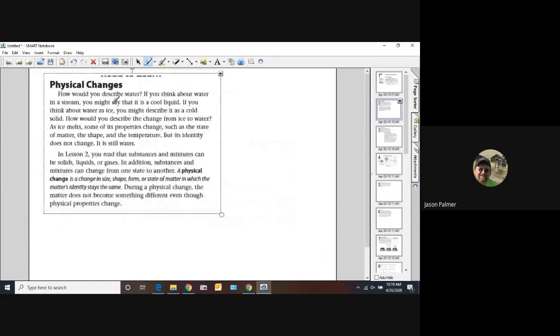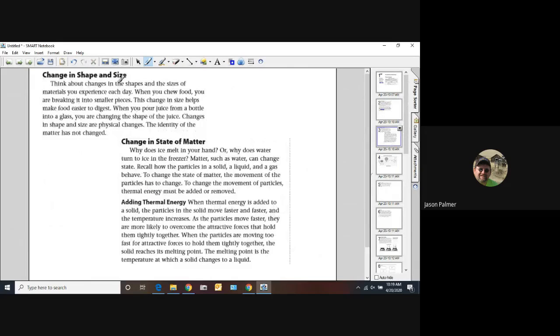Okay, physical change. So last time it was physical properties like color, density, how you measure something. The physical change is a change in the size, shape, form, or state of matter in which the matter's identity stays the same. But again, physical features, all about how they look, how they feel. Change in shape, change in size. They use the example of pouring a juice from a bottle into a glass. You're changing its size, its shape, change in state of matter.